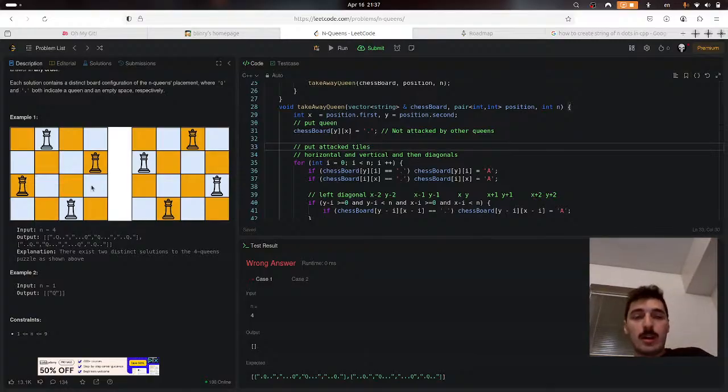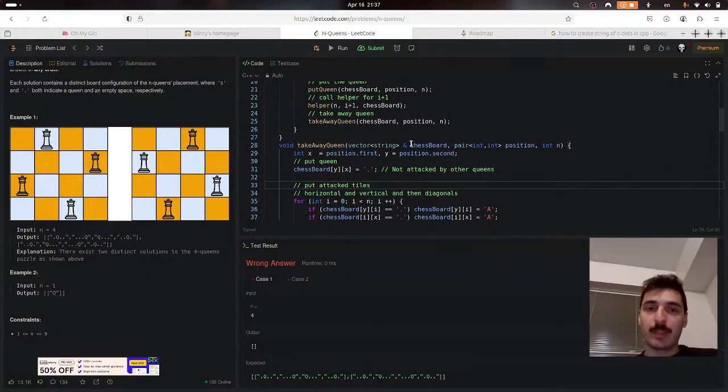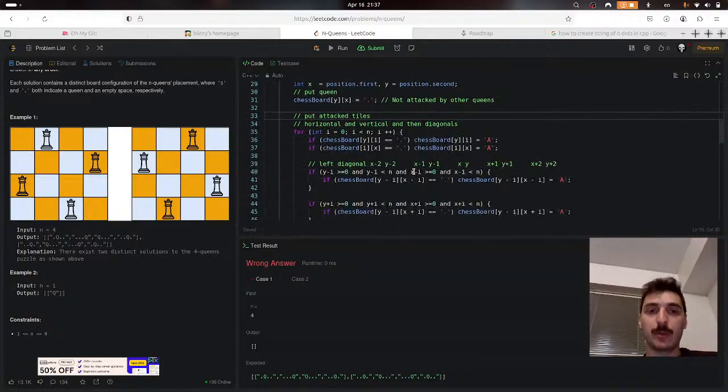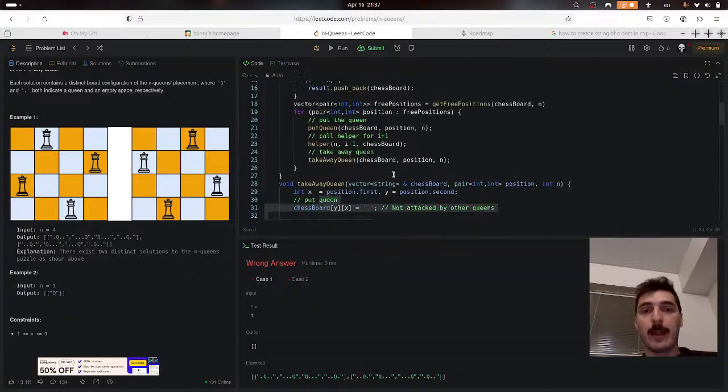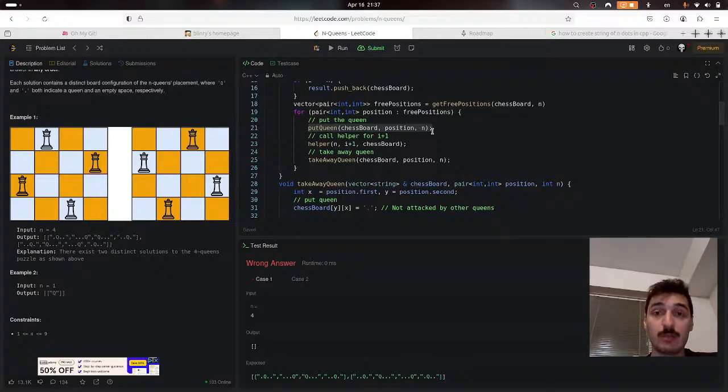Whoa, I have one idea. All right, we can't take away the queen. This is gonna be an algorithm that is just a pain to write. Before putting the queen, let's just save a copy of the chessboard. Copying will take a lot of time, but it's easy to code. Copying the chessboard should be O of n squared.